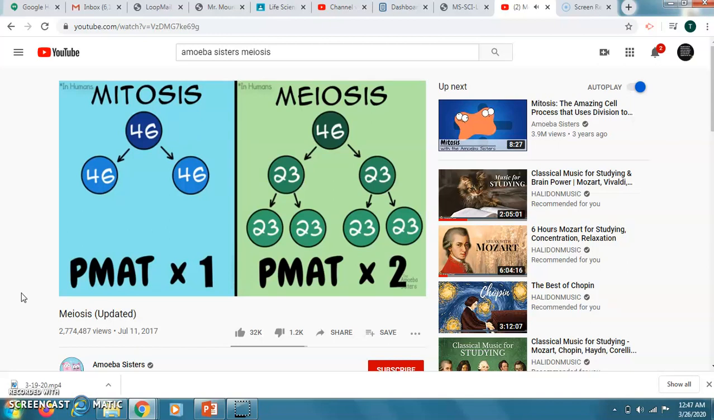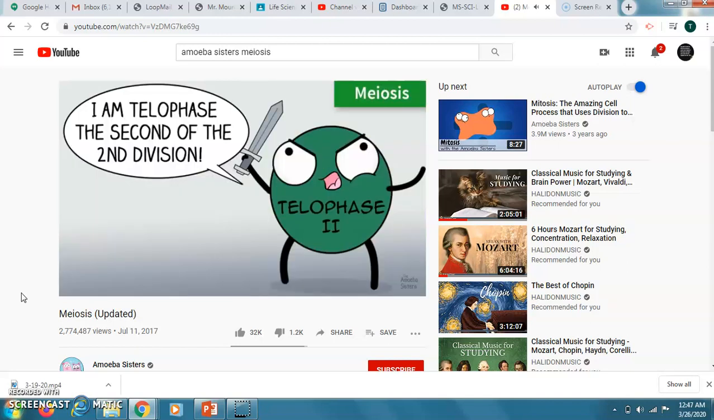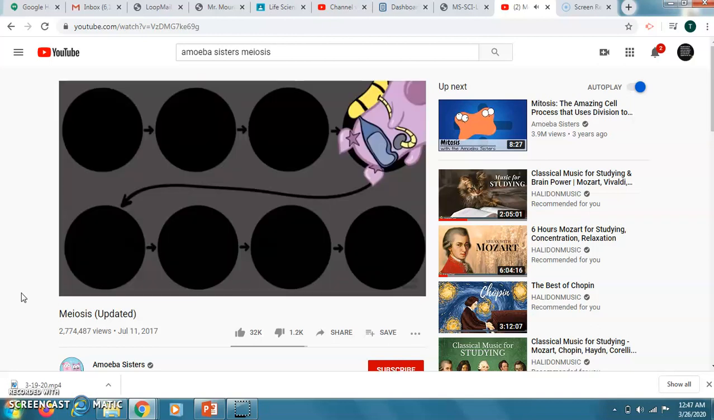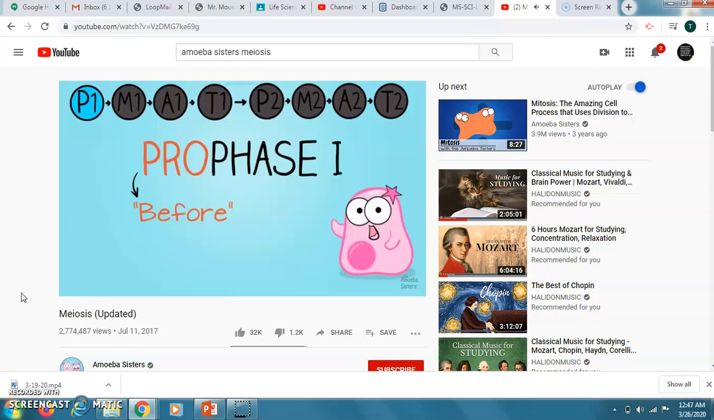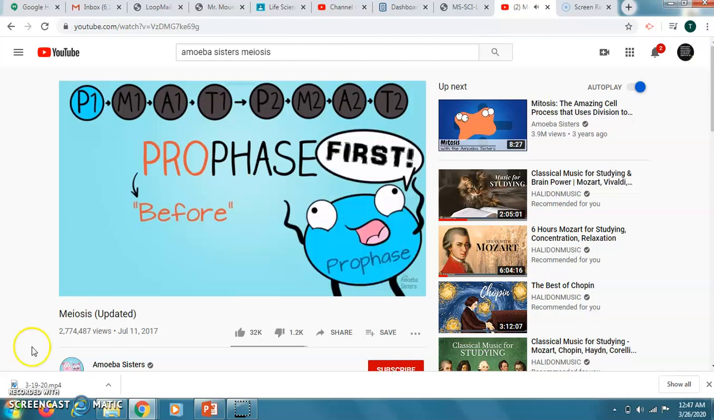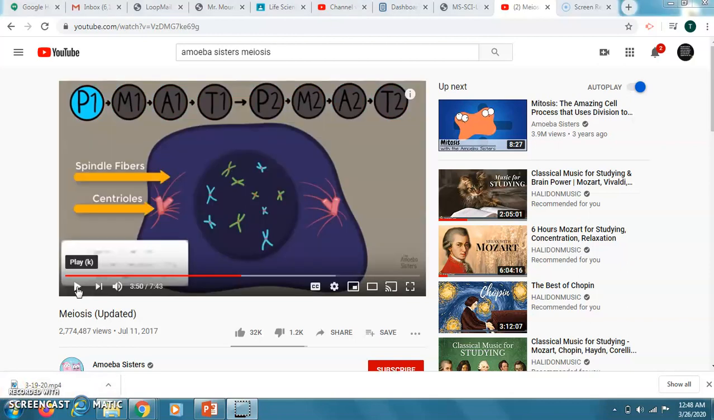And because of this, in meiosis, you put numbers after the phases to indicate whether you're in the first division or the second division. So let's dive right in. Let's start with the very first step, prophase 1. One thing I like to remember about prophase is pro, this actually means before. And it kind of helps to remember that it comes before.